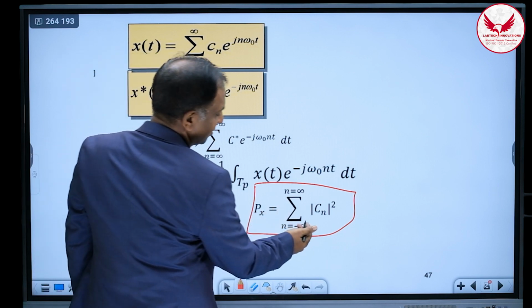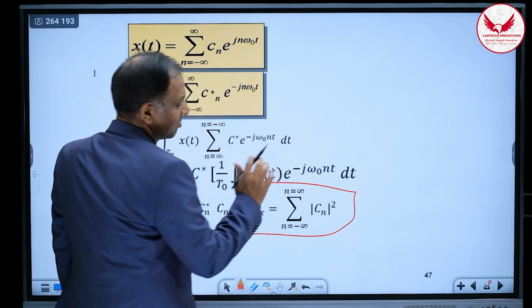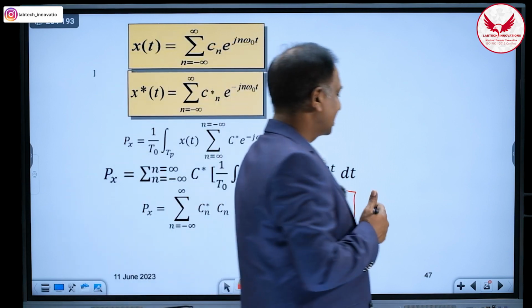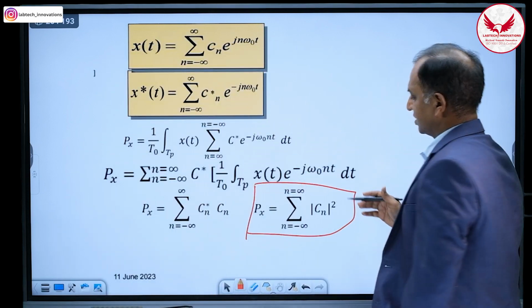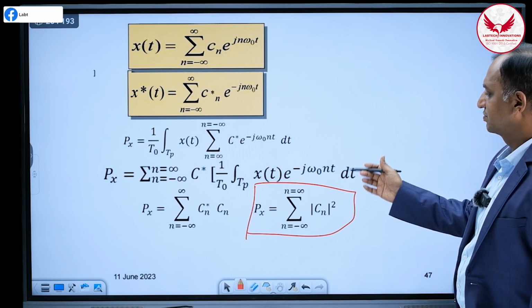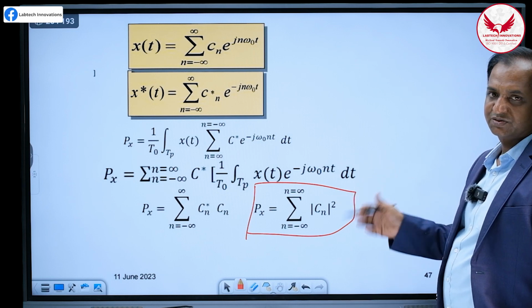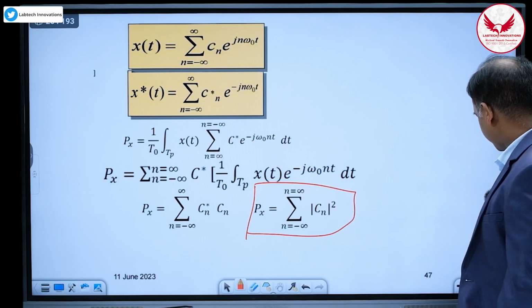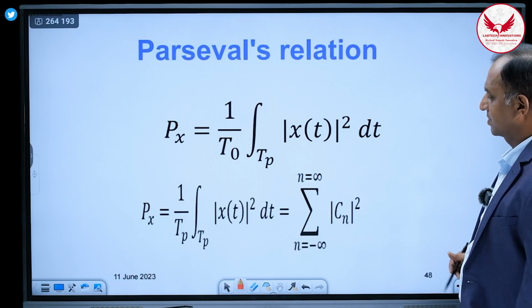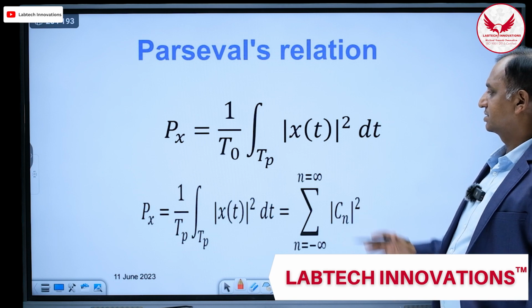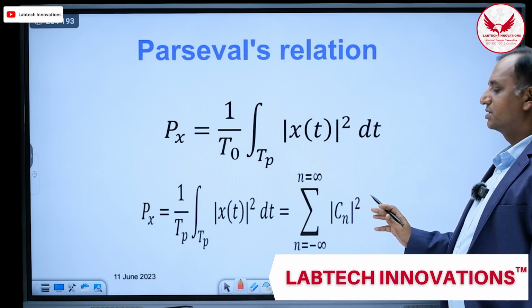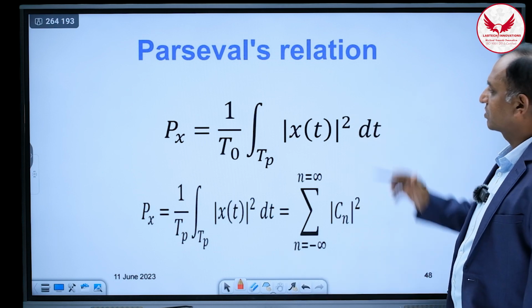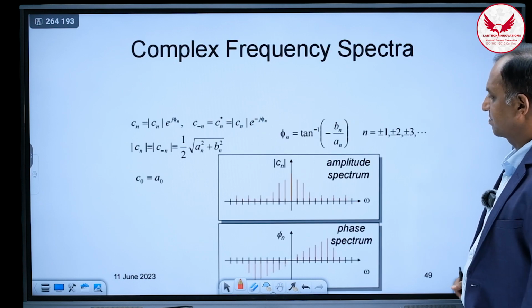Power is equal to the sum from n equal to minus infinity to infinity of mod of cn square. So Parseval's relationship gives the power relationship of the signal in the frequency domain. So using the Fourier series coefficients, you can calculate the power of the signal. This is the power in the time domain, and this is the power in the frequency domain, which is called Parseval's relationship.